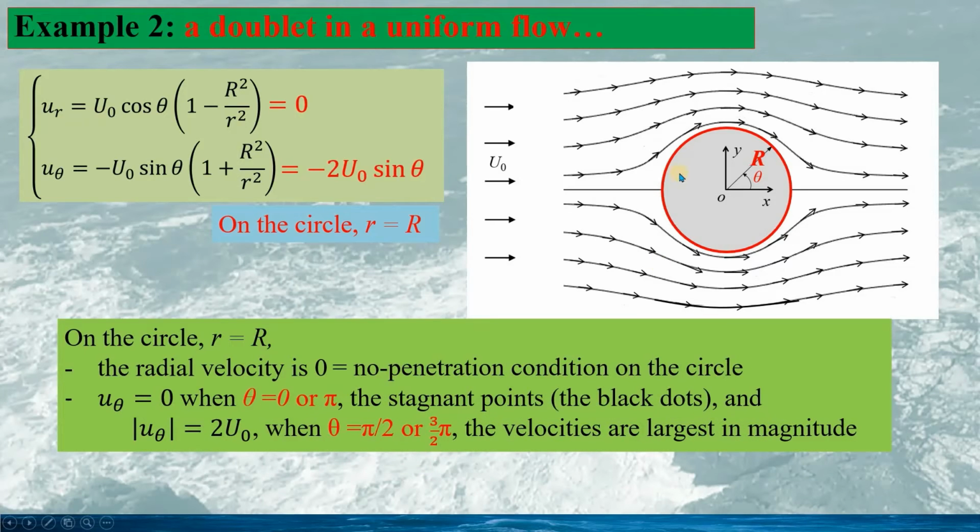On the circle, U theta would be 0 only when theta is 0 or pi. This would be the stagnation point, see the black dot. We can also find the maximum U theta on the circle would be 2U0 when theta equals half pi or 3 divided by 2 pi, where the velocity would be the largest in magnitude.